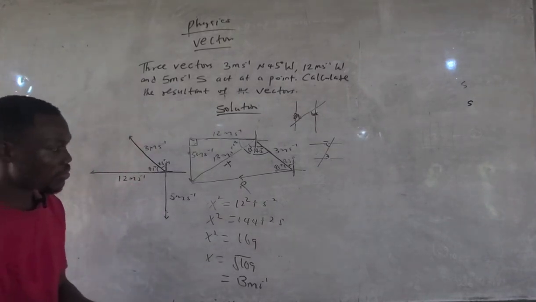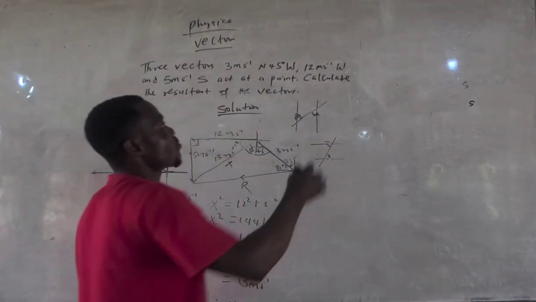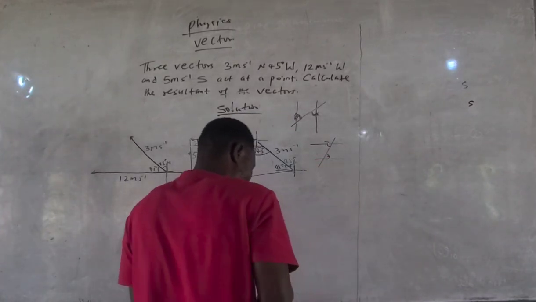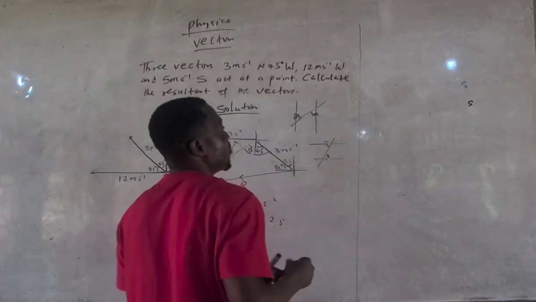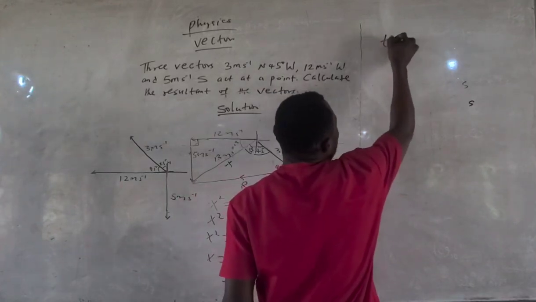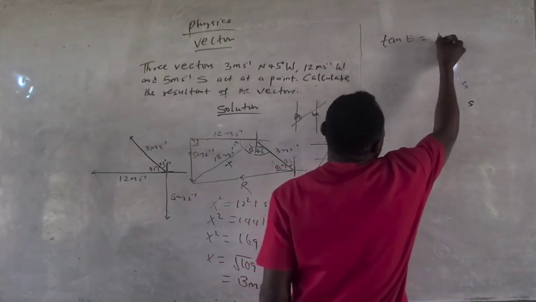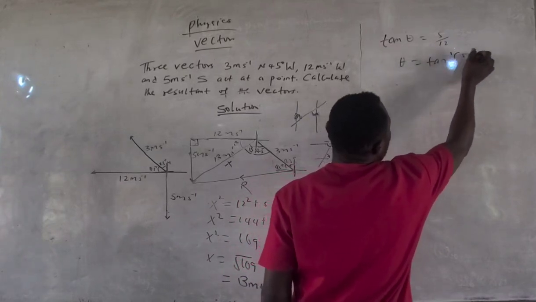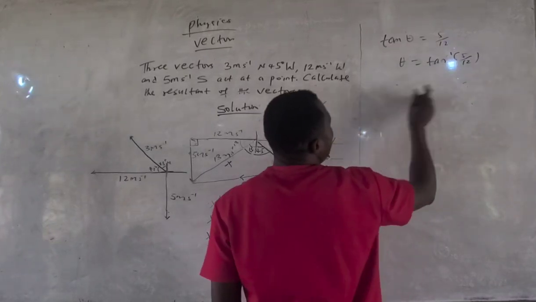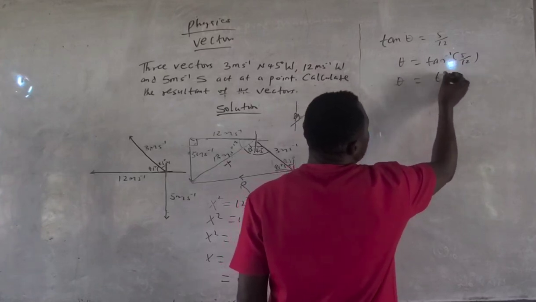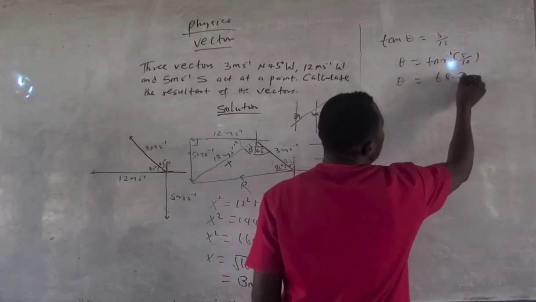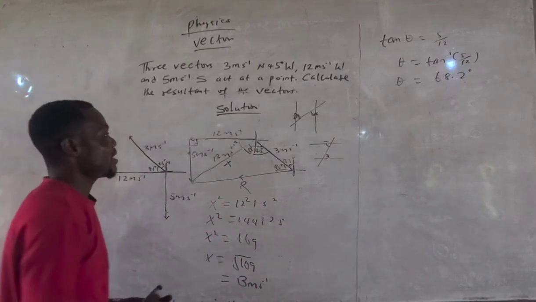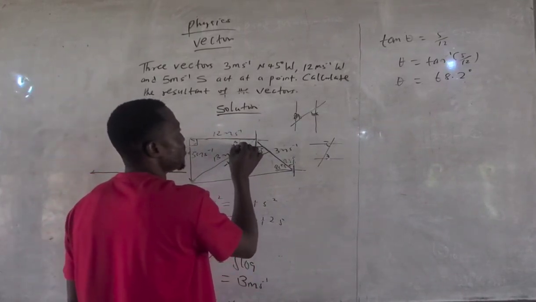Good. So we're going to use SOHCAHTOA to find the value of theta. So we have now that tan theta is 5/12. So theta is tan inverse of 5/12. If you get the tan inverse of 5/12, that gives us theta as 68.2 degrees. That is the value of theta there, 68.2 degrees. So here is 68.2 degrees.